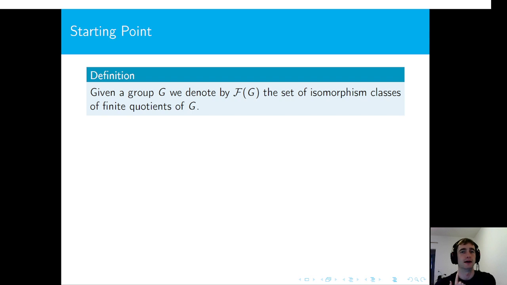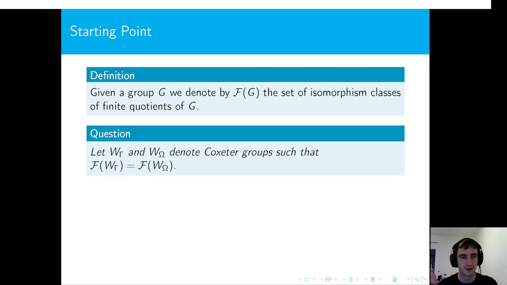Now, since the starting question that I just mentioned was a bit vague, let's be very precise here. What question are we actually studying today? Suppose W_Gamma and W_Omega are Coxeter groups such that their finite quotients are the same. Does this imply W_Gamma is already isomorphic to W_Omega? I hope that I can give at least a partial answer to this question today.